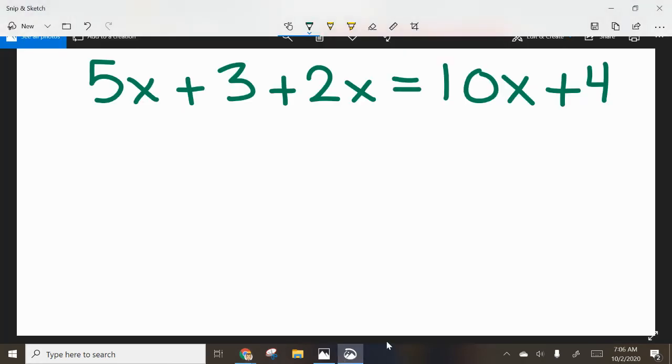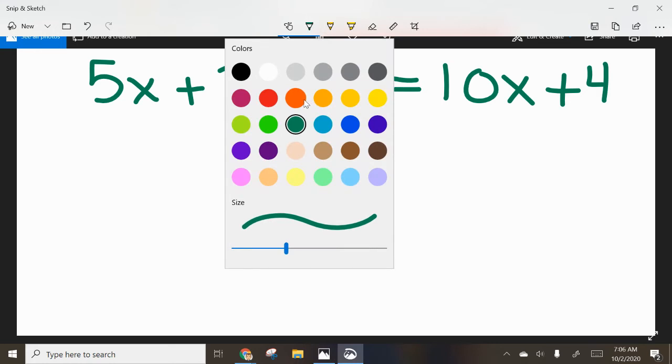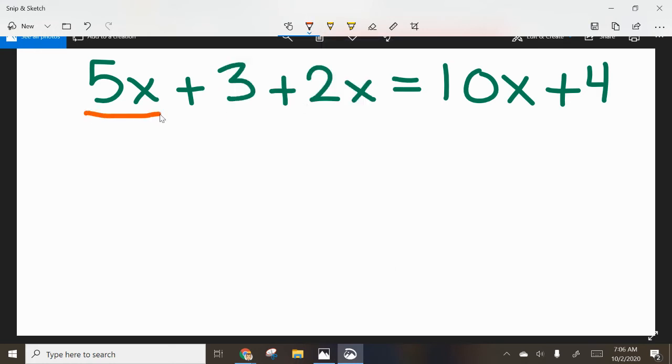All right, now I'm going to introduce you to a new concept. This concept is a little tricky because you have to examine the equation before you can attack it. And the only concept here that you're worried about is, well, actually, what do you notice about this equation that's a little different than what you've been handling? Okay, what do you notice? And if you're looking at this, I notice a variable here, 5x. I notice a variable here, 2x, and then 10x.